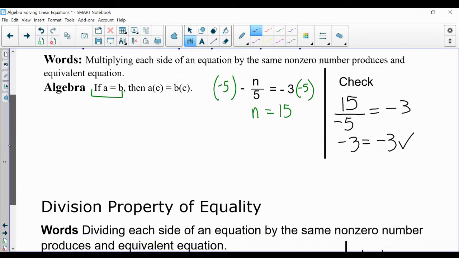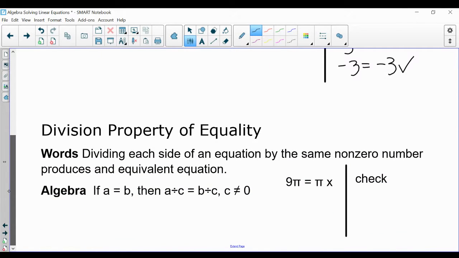All right, the next property we're going to look at is the division property of equality. Just by the name, you know that we're going to divide the same number on each side. So here's our algebra again. If I have A is equal to B, that's my condition. Then what I know here is A divided by C is equal to B divided by C. And one thing that's very important is C cannot be 0.